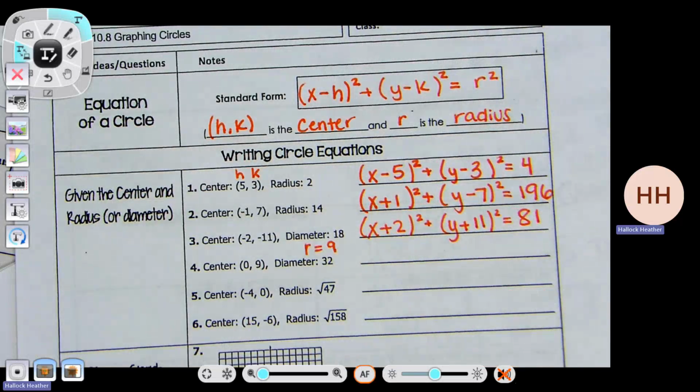Easy peasy. Try number 4. This is on your test. Hopefully everybody can get this right. But you would be surprised.